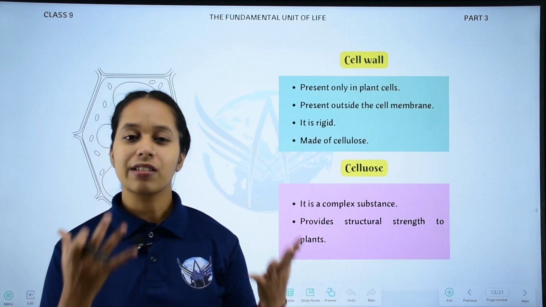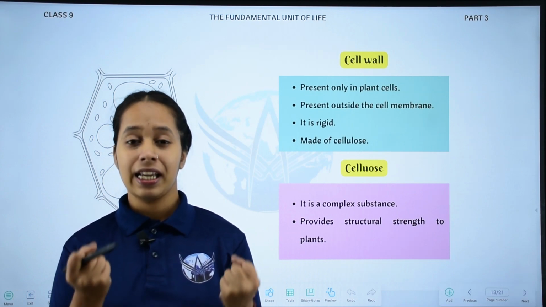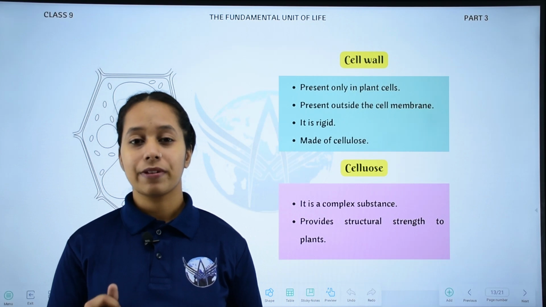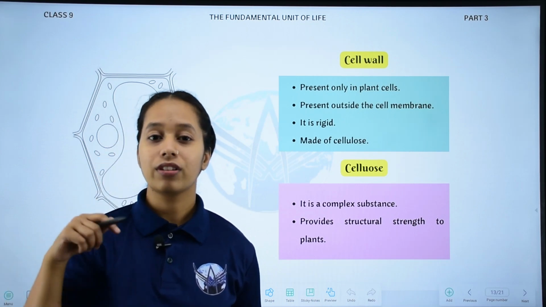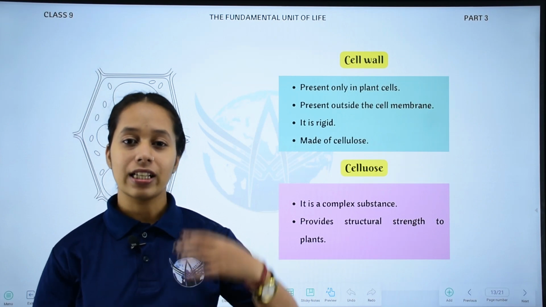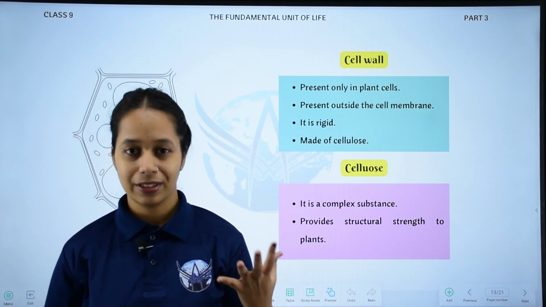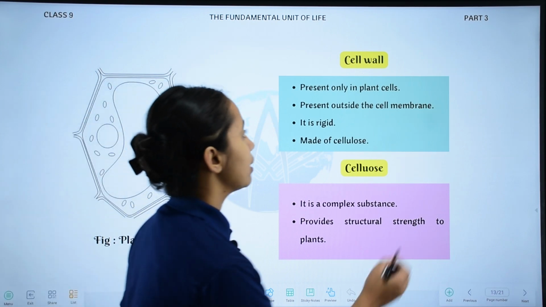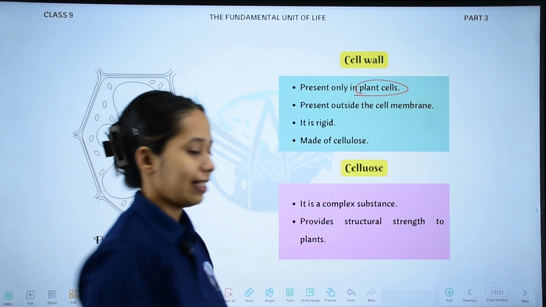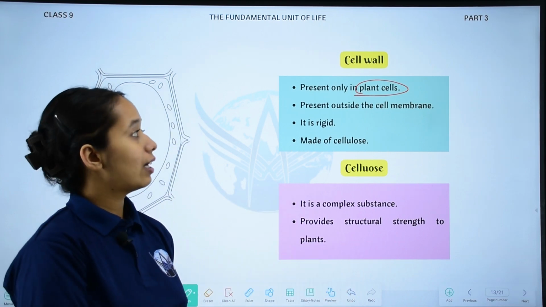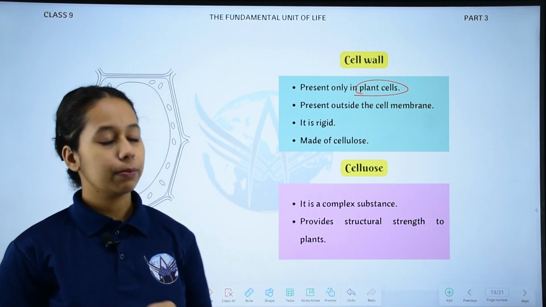And cell wall is a rigid structure. Where is it present in a plant cell? It is present outside the cell membrane, and it is made up of a substance known as cellulose. Okay, let us read this and find out more. So cell wall is first of all present only in plant cells. We do not find cell wall in animal cells. We will only find them in plant cells.